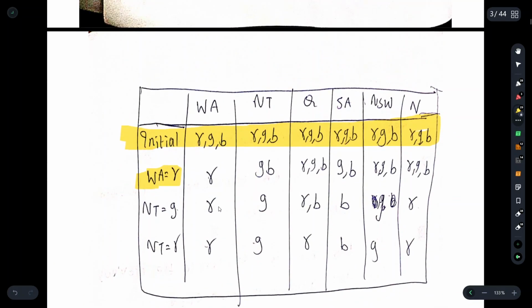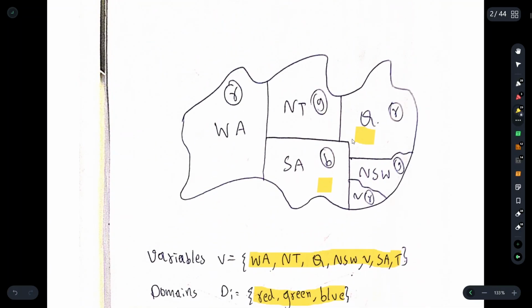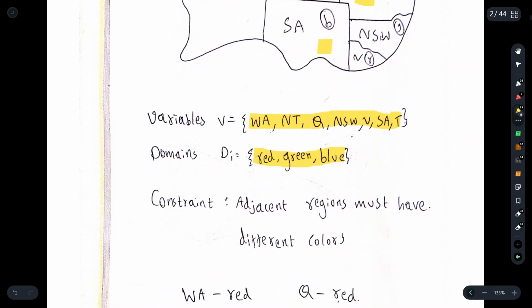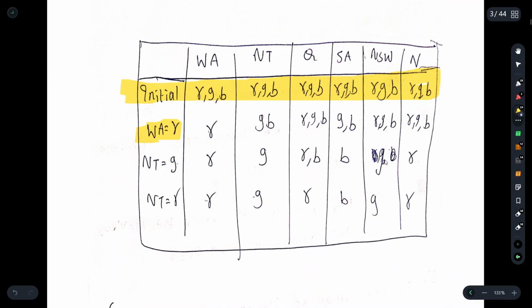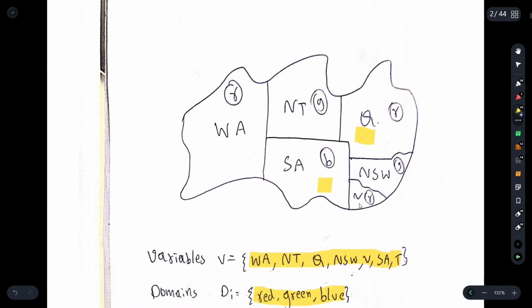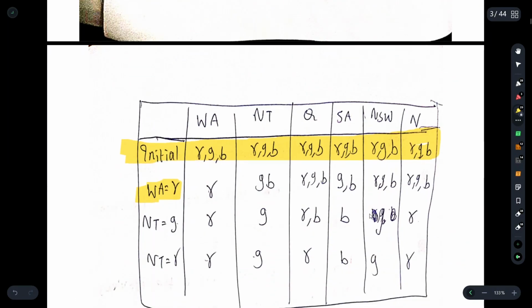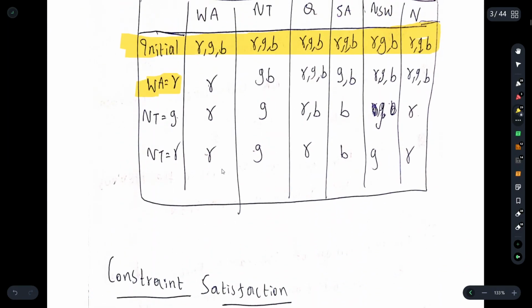So first one is red, second one is green, and then third one, that is Q, can be either red or blue. And then SA can be only blue. So NSW can be green. So N can be R. So in this way we are going to just mix up the things in between them, and finally we are going to consider the NT as R.